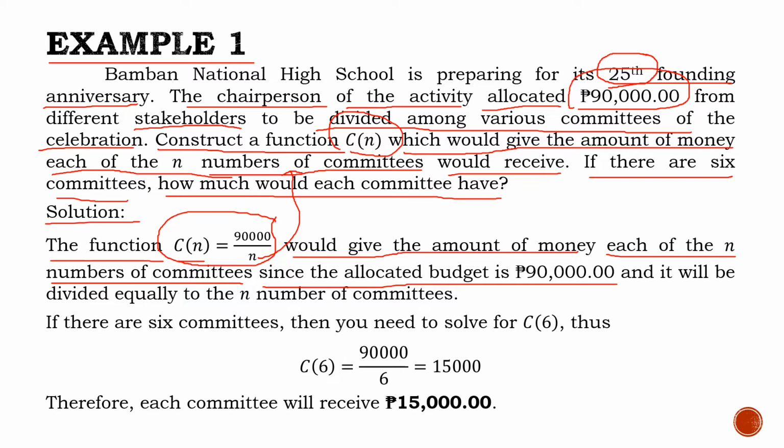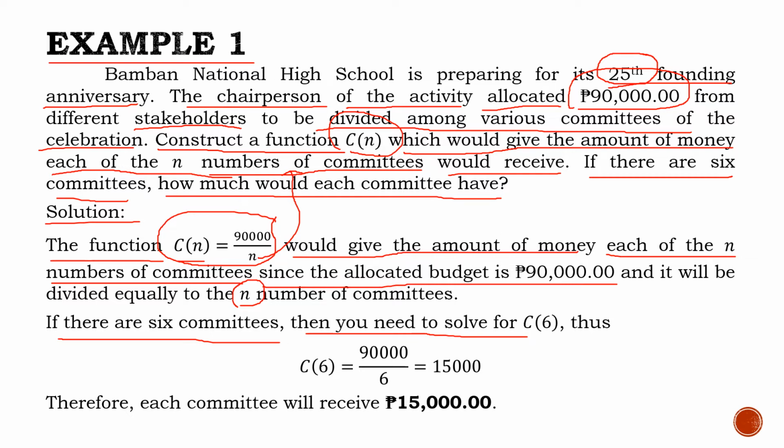That is our main goal now. The funds will be divided equally for all the committees involved. So what will be the value for n? In your given problem, it was mentioned that there are six committees involved. That's why we need to put 6 as the value of your n. So if there are six committees, then you need to solve for C of 6.